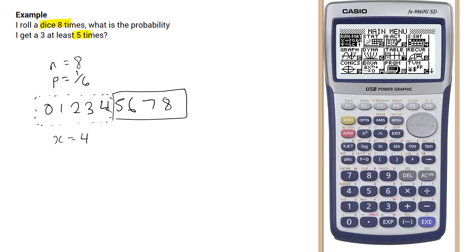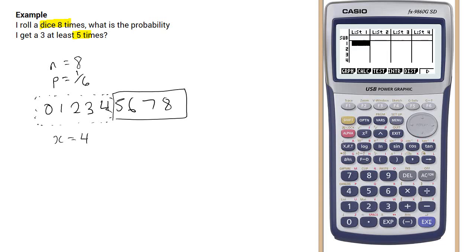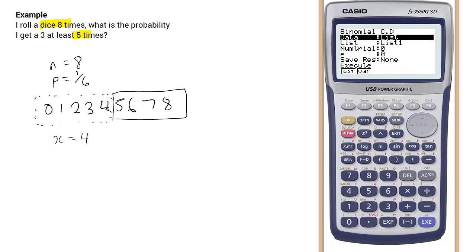So now we've got all this information, we grab our calculator, and just like before, we go into stats mode, distributions, binomial, and because we want up to 4, we're using CD again. We only use PD when we want exactly a certain number. So BCD, again we change it to variable, X is 4, as we just discussed, and number of trials is 8, because we're rolling the dice 8 times, and our probability is 1 over 6. And it nicely converts it to a decimal for us.